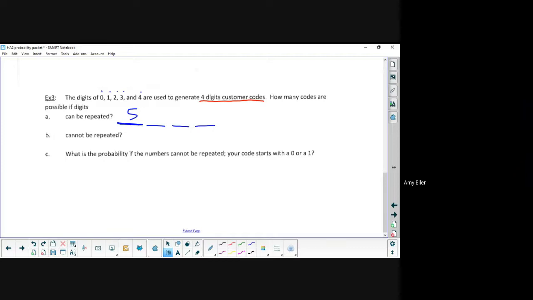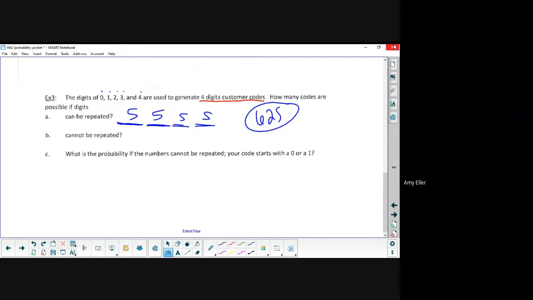Now, if I pick a 1, I can repeat the 1. So how many choices do I have for this spot? 5 in this spot, 5 in this spot, 5. Multiply that out. Thomas, what do you get? 625. Yep.